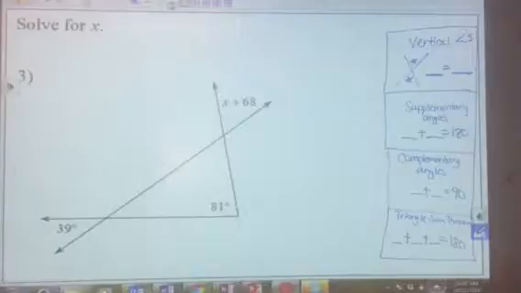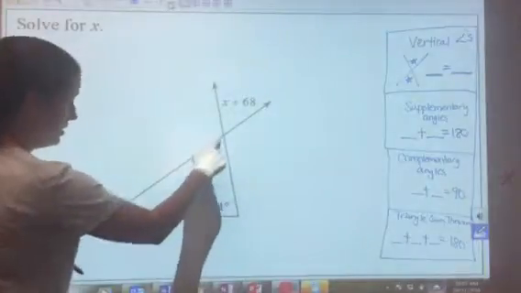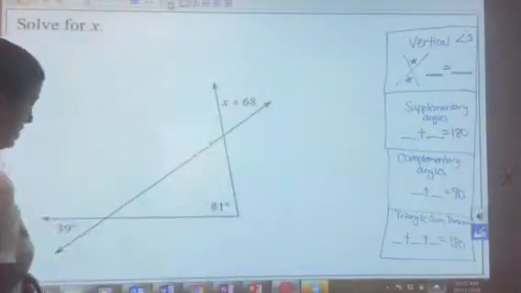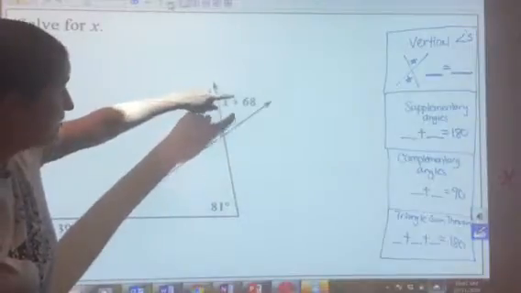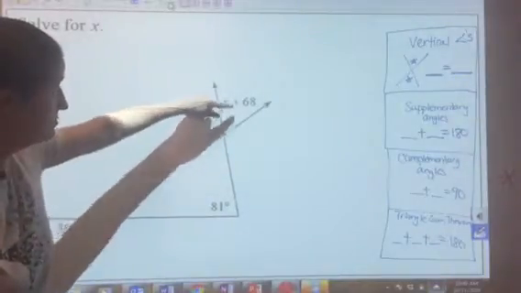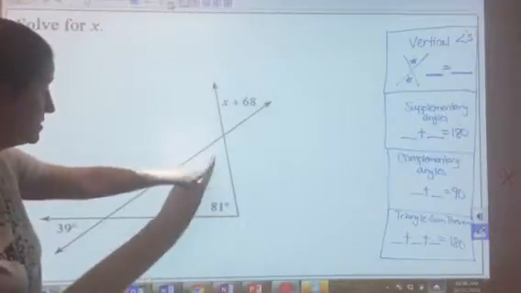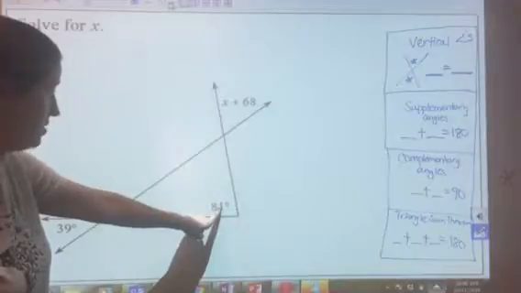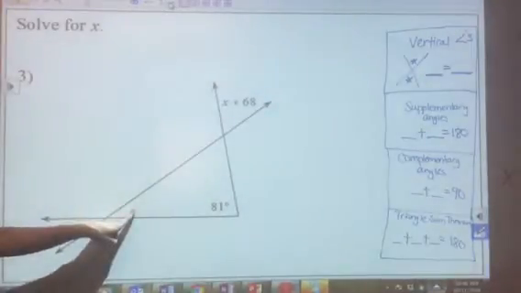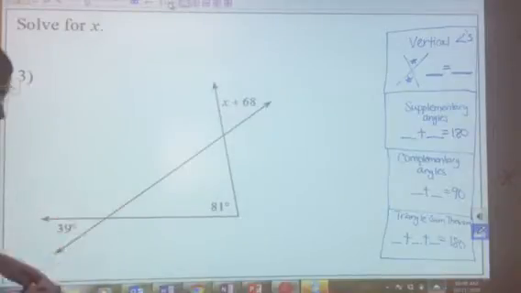Okay, I see vertical angles and a triangle. I'm trying to solve for x. If I knew this angle measurement, then I would be able to say that these two vertical angles are equal. I don't know this angle measurement. I do know one of the angles inside the triangle. I need the other angle. I can get this angle because these are vertical angles.